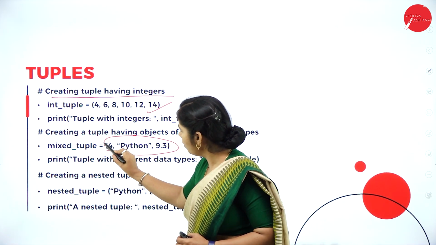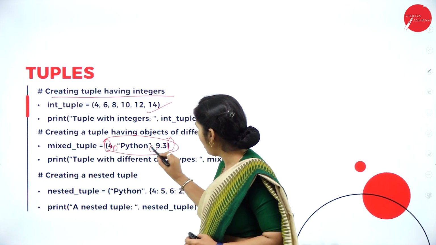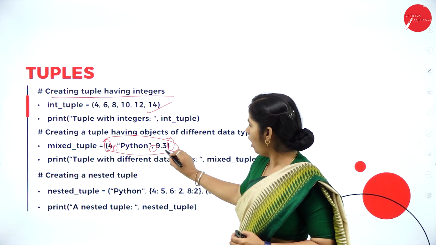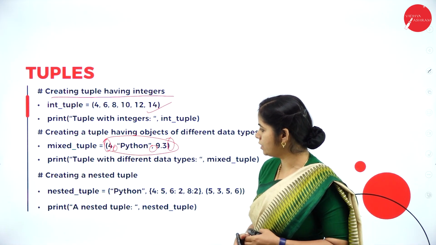So how are we describing? We are describing with simple braces separated by comma. So that is how we are going to give the values into the tuple data type.